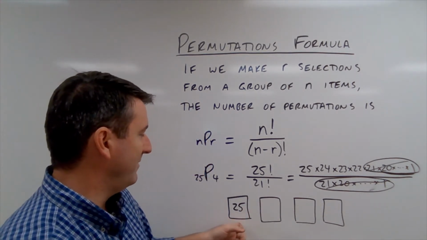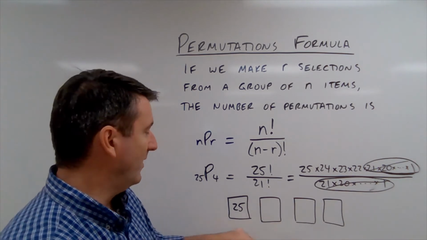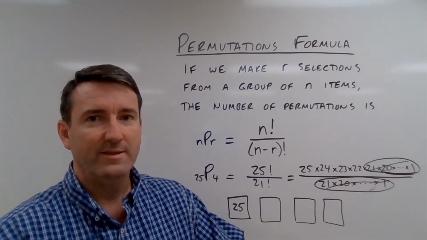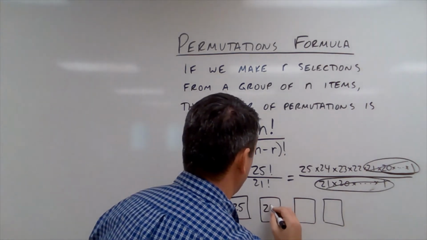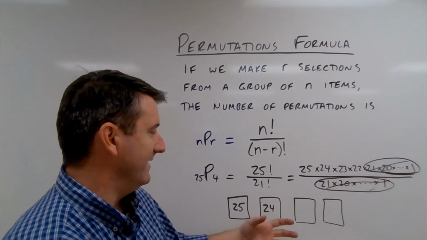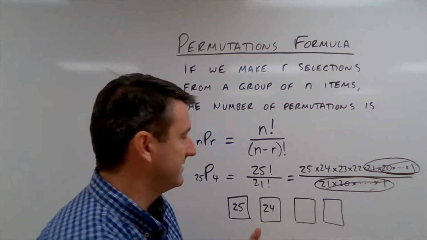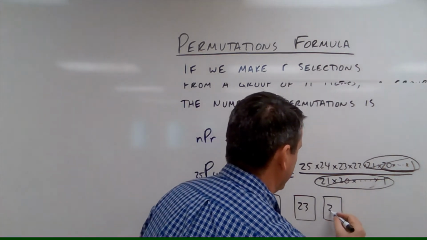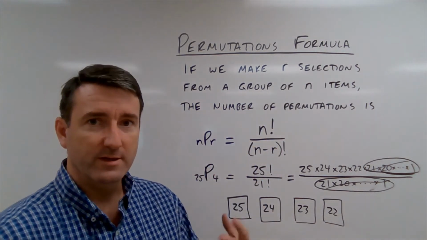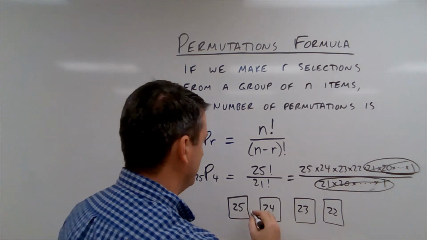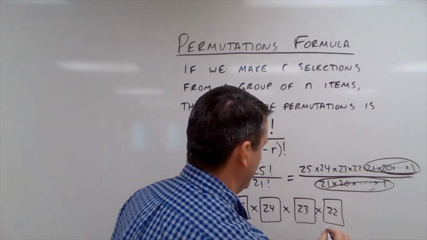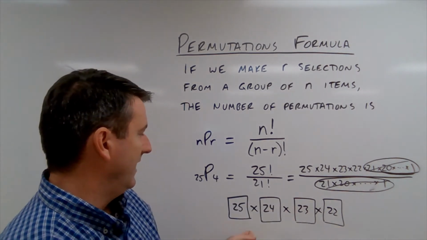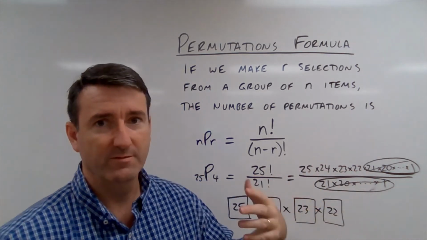Now, a person can't be president and vice president. So once we have selected a president, now we only have 24 people that can be vice president. So we have 24 options here. And then once we've filled those 2 seats, there's 23 options for the secretary. And there's going to be 22 options for the treasurer. And now we can just multiply these together: 25 times 24 times 23 times 22, which is the same thing we got up here from the formula.